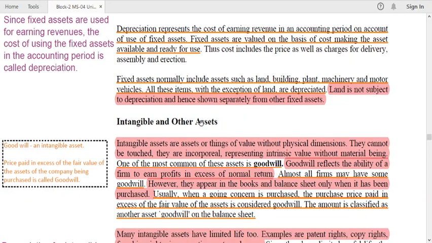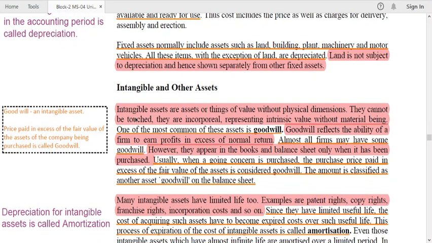Next, this is about the fixed assets or physical assets. Fixed assets normally include assets such as land, building, plant, machinery, and motor vehicles. All these items, with the exception of land. Okay, you see, this is very important. Land is not subject to depreciation. Land values will always appreciate. Therefore, in the fixed assets, land will be taken out and it will be shown separately.